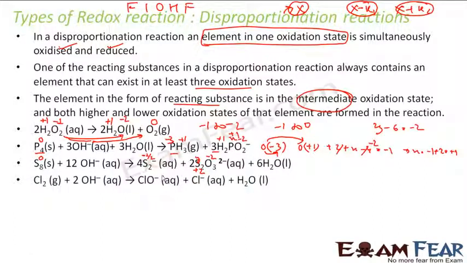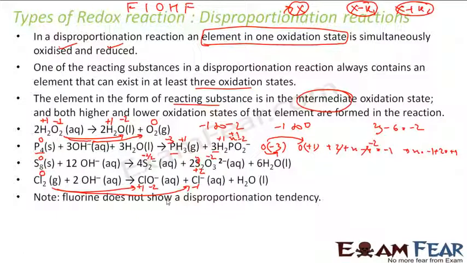Correct? One more example you can take. Chlorine gives ClO minus and Cl minus. So chlorine here has oxidation state 0. Here it is -1, directly you can see this. In this case, let's apply the rule. Oxygen will apply here, this becomes -2, so chlorine becomes +1. So chlorine has 0; from 0 it became +1 here, and from 0 it became -1 here. So chlorine also got oxidized and reduced both.